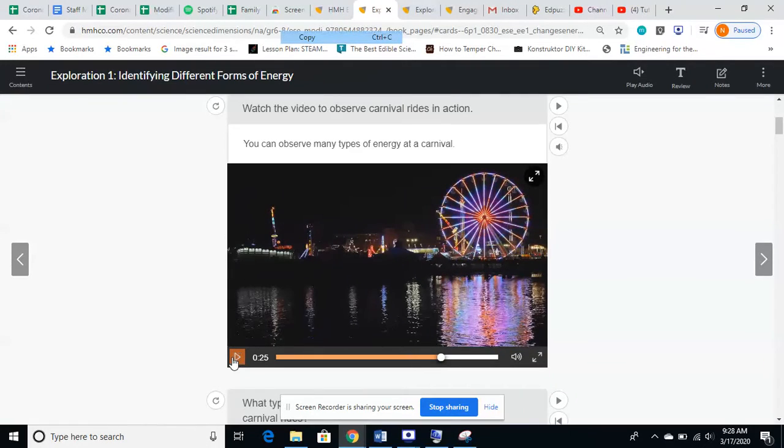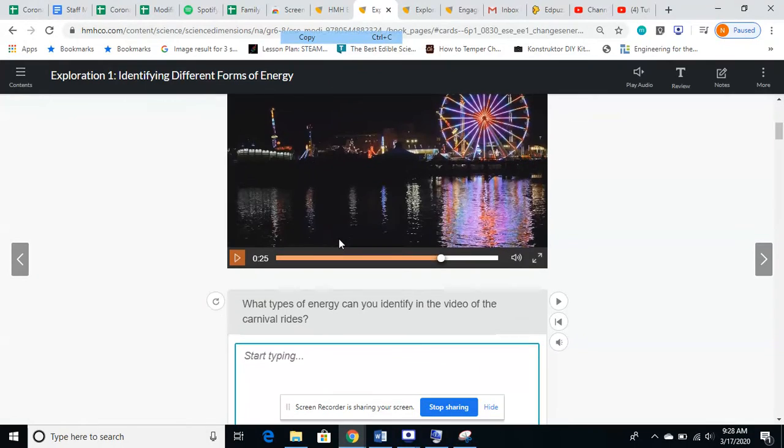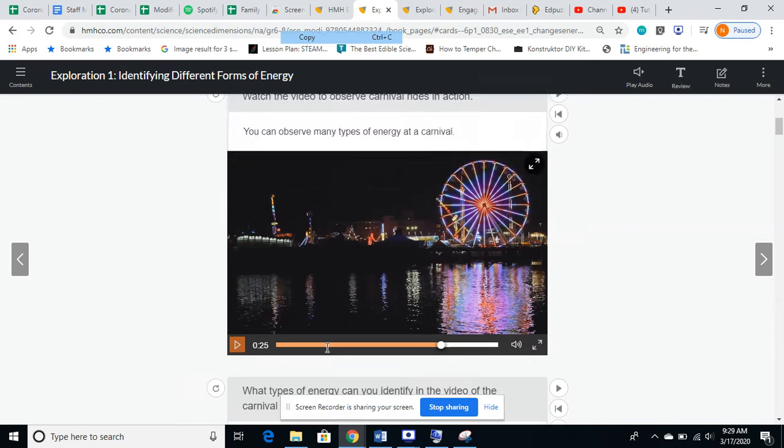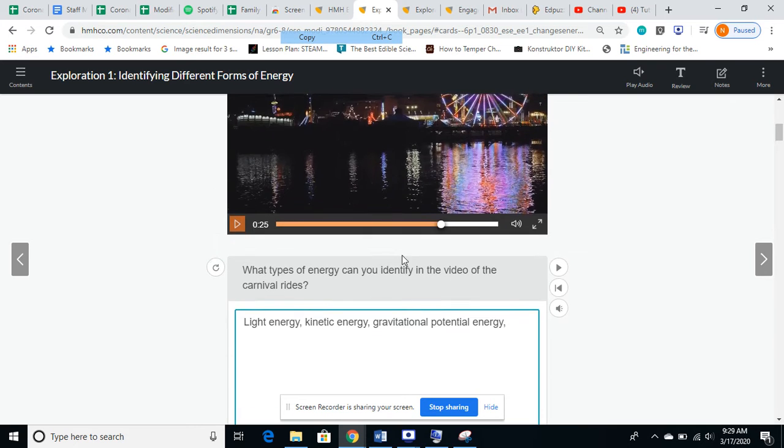All right, I'm going to pause it there. So what types of energy can you identify in the video? Again, I'd be calling on a bunch of people here, but there's definitely light energy. We see the movement of this Ferris wheel and this really scary ride that I would not go on. That's definitely kinetic energy. But there's a lot of things that have height here, right? So there's potential energy. Actually, that's gravitational energy. If you got any of these, that's fine.